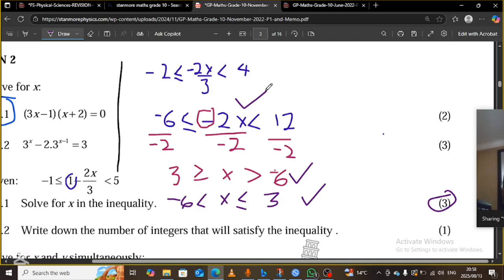I almost got it. The signs, I didn't change the signs. Yeah, you have to change the signs, and then everything will be fine.